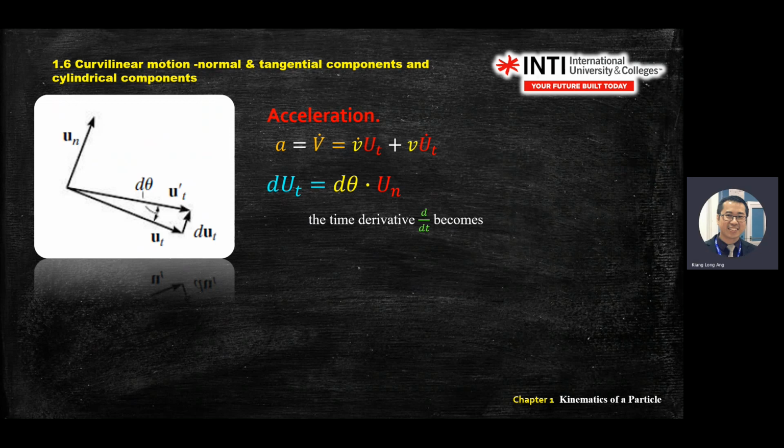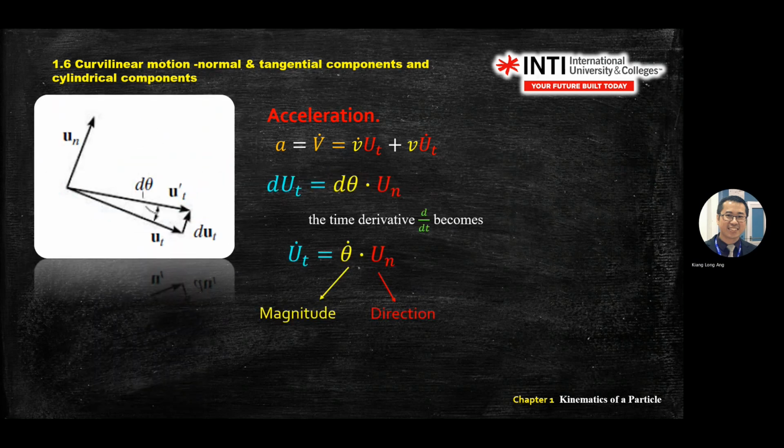So when you do time derivation of this one, again dot product. You have two identities here. Block this one, differentiate this one. Block this one, differentiate this one. Then you have dot product: ut dot equals theta dot, and this one the same. Magnitude and direction also. So this one is magnitude, this one is direction.